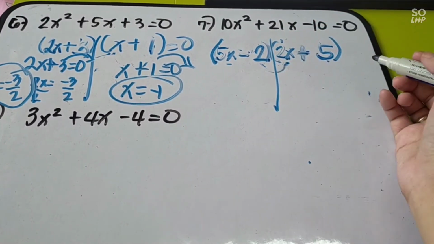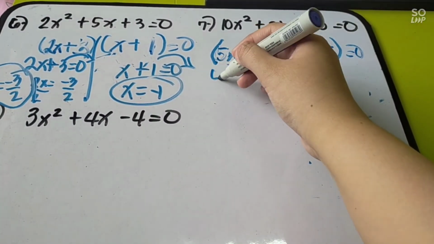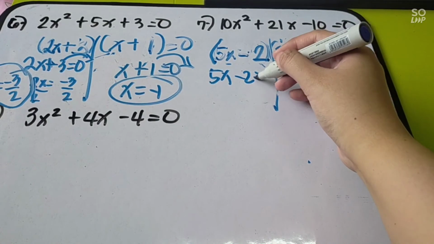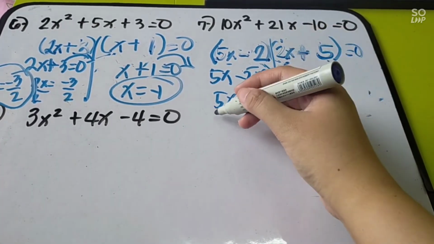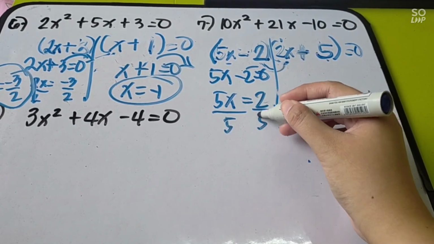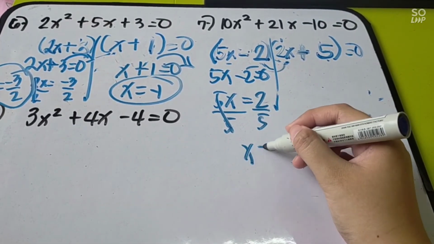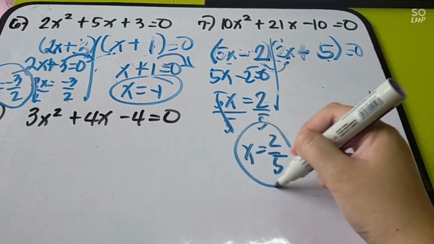And then, equate it to 0. 5x minus 2 equals to 0. We have 5x equals to positive 2, just transpose. Divide both sides by 5, by 5, canceled out. So, your x is 2 over 5 here.